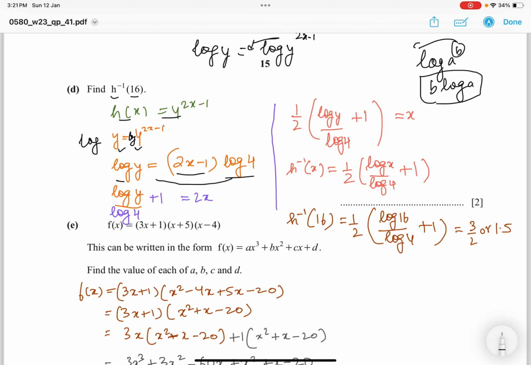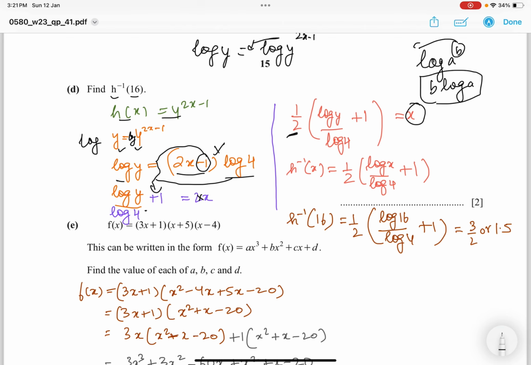So log 4 will go that side. Over here it is in multiplication. Over there it will reach in division. Now this is negative 1. If it reaches there, it will become positive 1. 2 is in multiplication. Again it will go that side and come in division. So x will be equals to this.